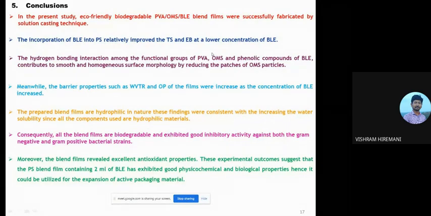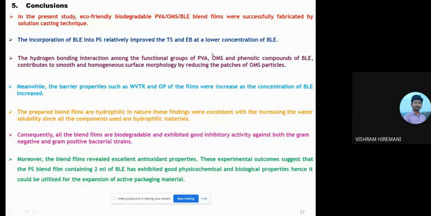Meanwhile, the barrier properties of the films increased as the concentration of BLE increases. The prepared films were hydrophilic in nature. These findings were consistent with the increase in the water solubility. Consequently, all the blend films are biodegradable and exhibited good inhibitory activity against both gram-positive and gram-negative bacterial strains. Moreover, films exhibited excellent antioxidant properties.